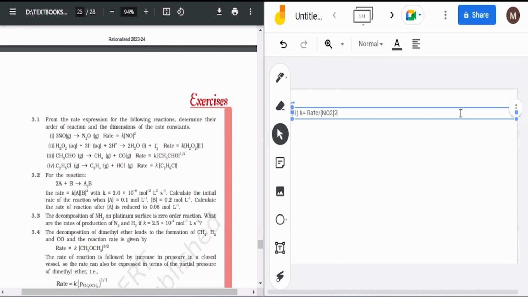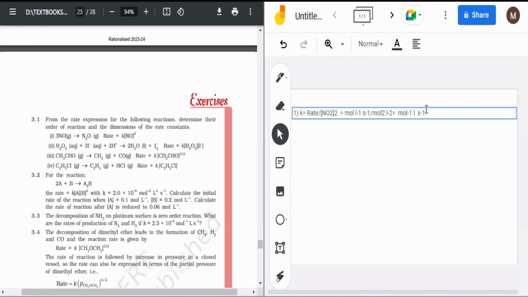Okay, so if we write the unit, the unit of rate I told you earlier: rate is equal to mole per liter per second, divided by the square of the concentration of NO2. The unit of concentration is mole per liter, so the square will be mole to the power 2 and liter to the power -2. Simplifying, one mole cancels, so we get mole power -1, liter power -1, liter power -2 will cancel, and we'll get liter power -1 in the denominator. So that will become liter power 1 and second inverse. Okay, so this is our required unit for this section.